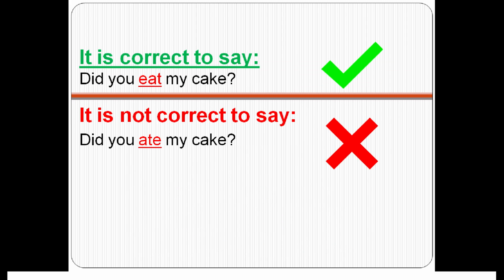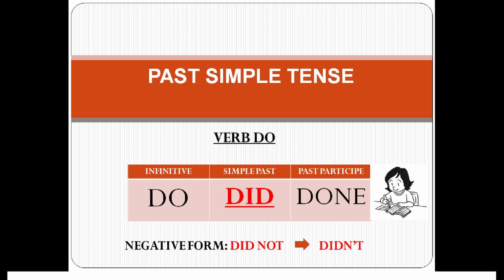It is correct to say, did you eat my cake? It is not correct to say, did you ate my cake? The second sentence isn't correct because when you have interrogative sentence in past simple tense, you need to use infinitive form of that verb. I'm sure you're wondering what the word did means, and now I will explain it to you.